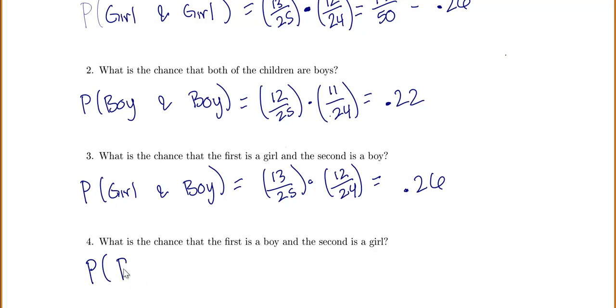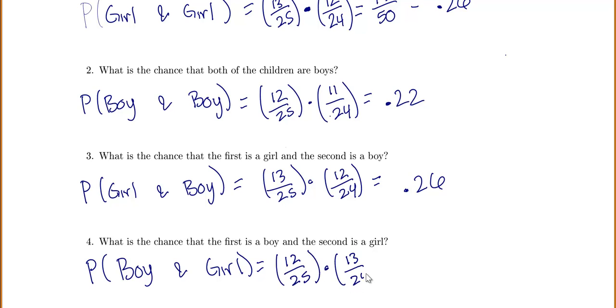Now I want the chance that the first is a boy and the second is a girl. So the probability of a boy and then a girl. For a boy, there's 12 boys out of 25 children. Now I want a girl. There are 13 girls, but only 24 children because I already chose a boy. And this gives me 0.26.